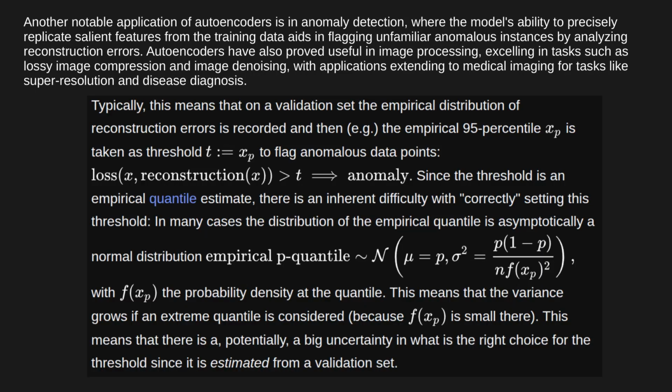Another notable application of autoencoders is in anomaly detection, where the model's ability to precisely replicate salient features from the training data aids in flagging unfamiliar anomalous instances by analyzing reconstruction errors. Autoencoders have also proved useful in image processing, excelling in tasks such as lossy image compression and image denoising, with applications extending to medical imaging for tasks like super-resolution and disease diagnosis.